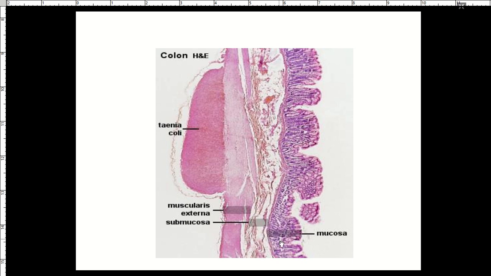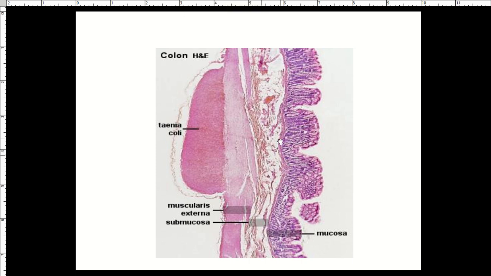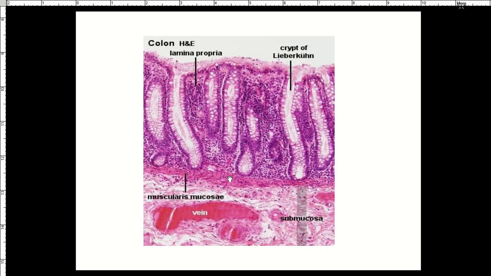Right? This is another histological slide. This is your mucosa. You can actually appreciate your muscularis mucosa right here. Your submucosa. This is going to be your inner circular layer, and you can actually see this bundle, which is called taenia coli, unique to the colon. Another histological slide here.